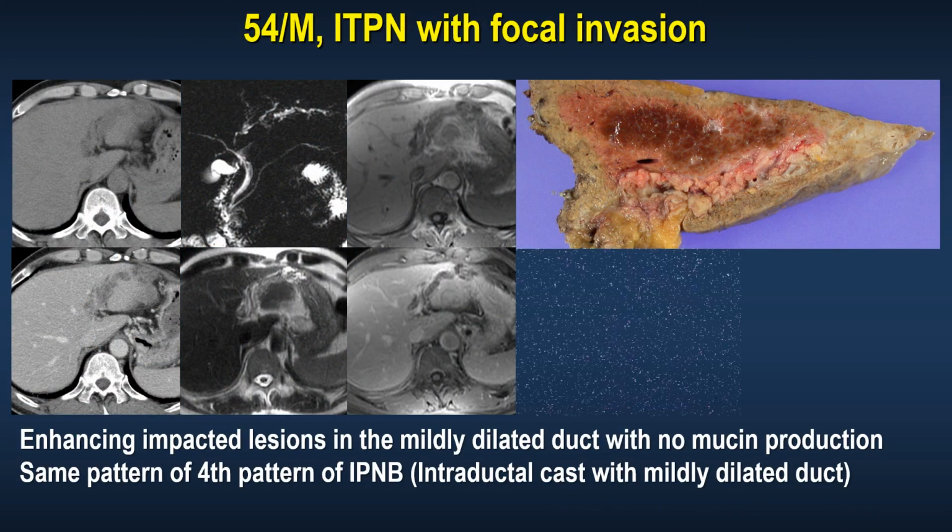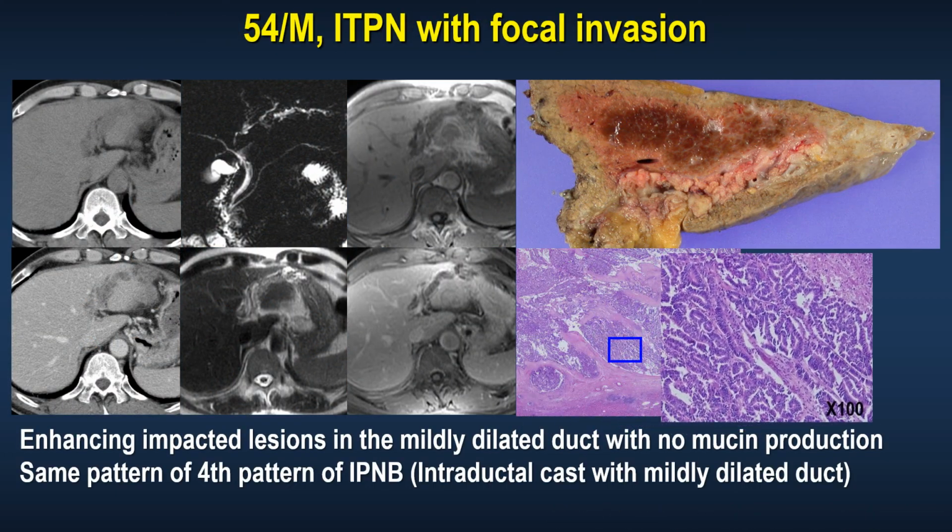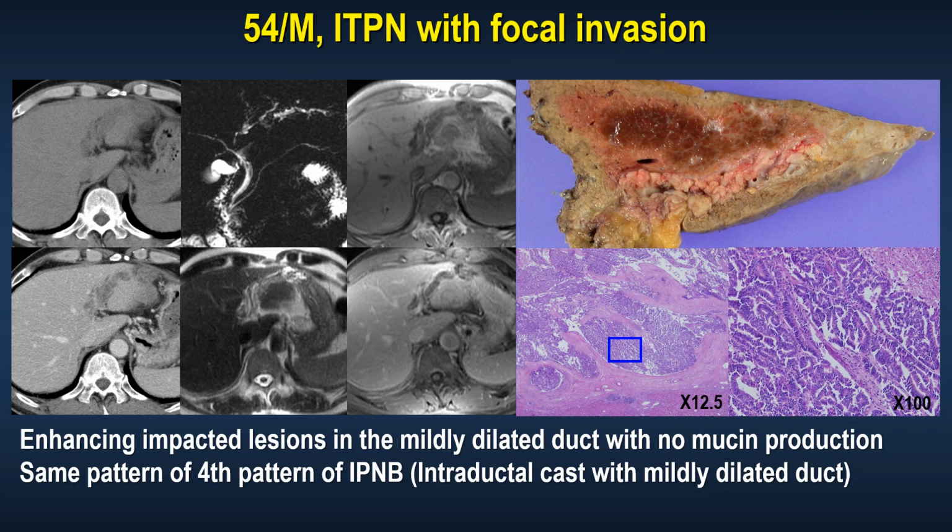This is a case of ITPN with focal invasion diagnosed in a 54-year-old male. The lesions that grow into the duct are impacted in the lumen. There is little mucin production, so there is little duct dilation. Intraductal cast-like lesions, as in the fourth pattern of IPMB, are seen with minimal duct dilation.